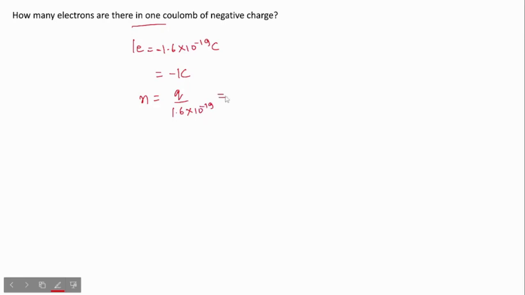This implies n = -1 upon -1.6 × 10^-19. This goes out, and I think this value comes out to be 6.25 × 10^18. These are the number of electrons.